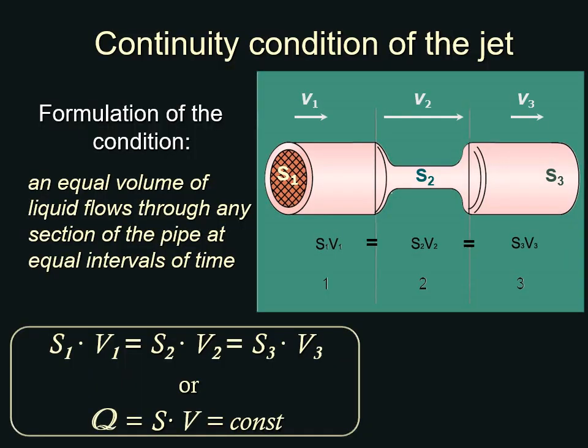We turn to the first group, the speed parameters, and consider the basic law, which is not even a law, because it is a regularity, which, of course, was originally formulated for an ideal fluid. So, according to the condition of continuity of the jet, or the condition of continuity of the flow, an equal volume of liquid flows through any sections of the pipe at equal intervals of time.